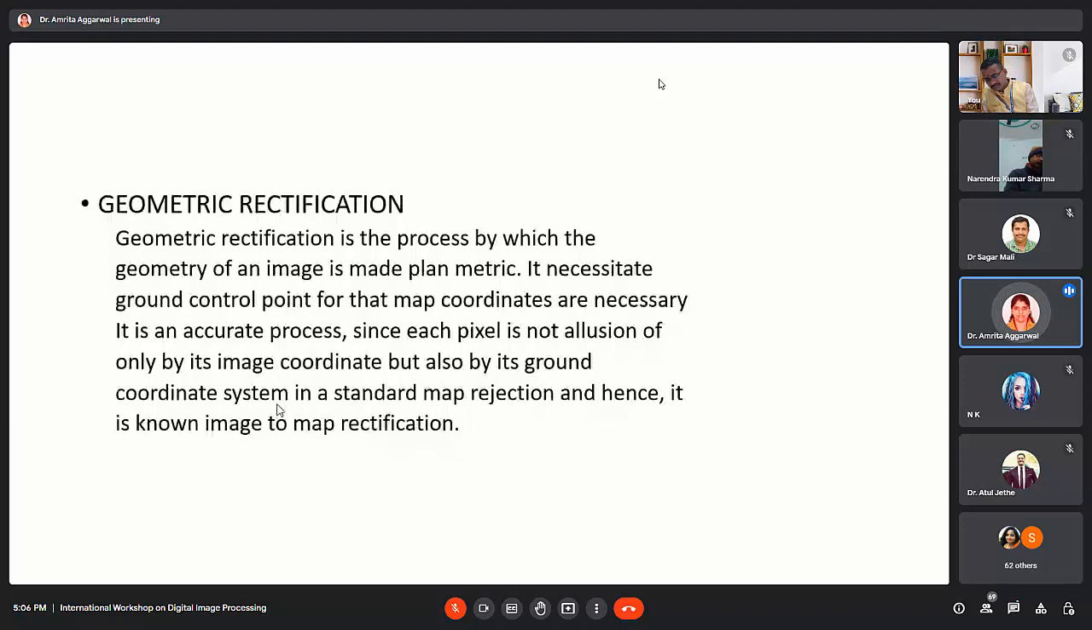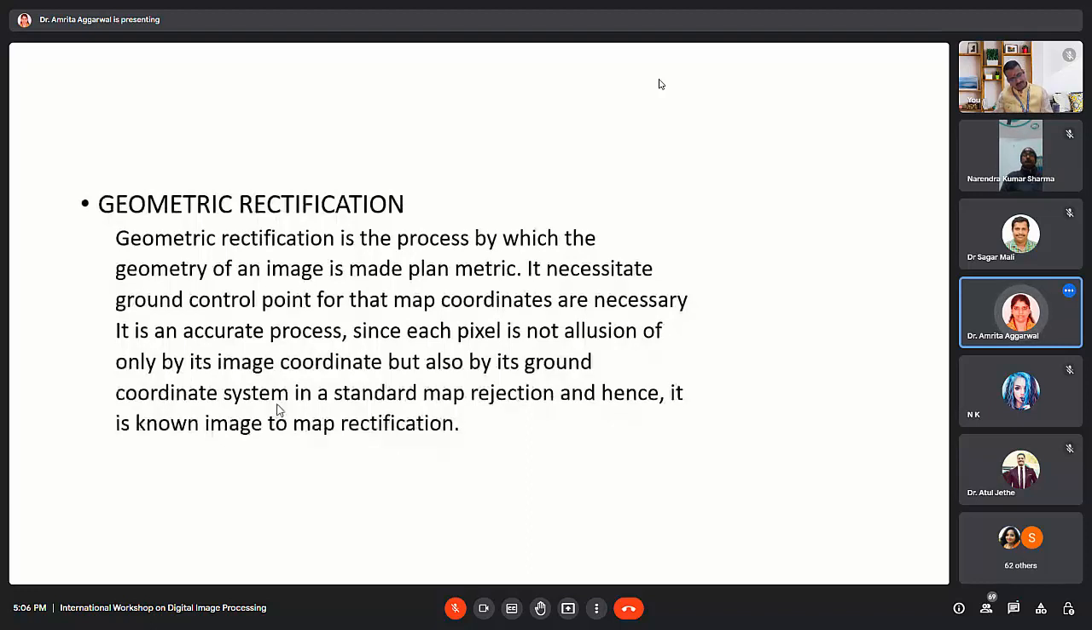In this, none of the pixels are lost. They are not elevated also. That is, their pixel values don't change. Neither do they increase nor do they decrease. And the image remains what it is. The information remains what it is. And this is therefore also called map rectification, because now you're trying to convert a satellite imagery or an aerial photograph into a readable map.